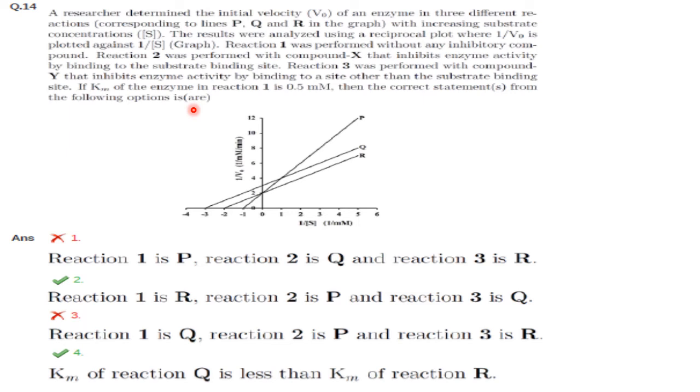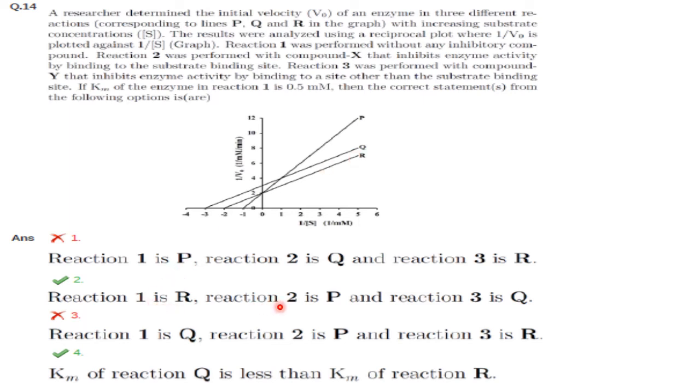So minus 1 by Km is equal to minus 2. So this value in the graph gives a Km value of 0.5. If you see that minus 2, that is minus 1 by Km, you have got minus 1 by 0.5 is equal to minus 2. So minus 2 corresponds to the Km value 0.5. Okay, this particular minus 2 corresponds to the Km value 0.5. So this particular line, that is R, is reaction 1, that is without any inhibitor. So our reaction 1 is R.